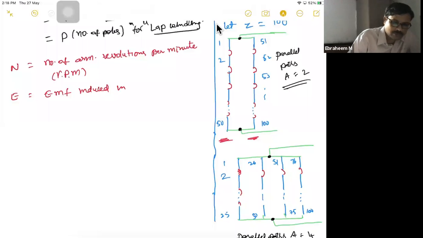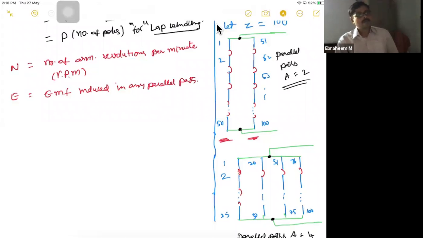EMF induced in any parallel path. Because if we have, say, two parallel paths, since both are in parallel by their name, we can understand that they are in parallel.